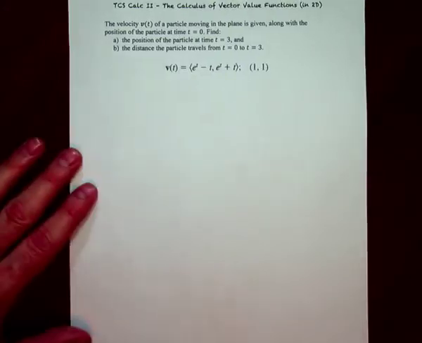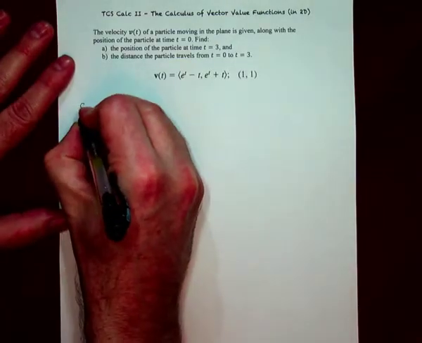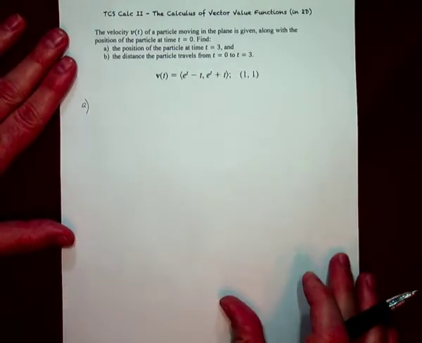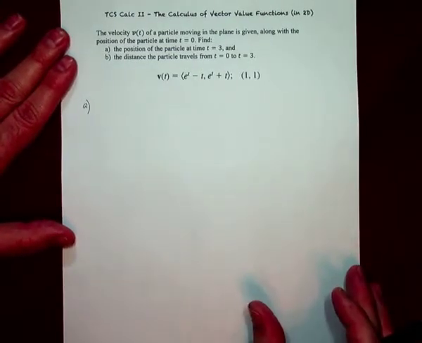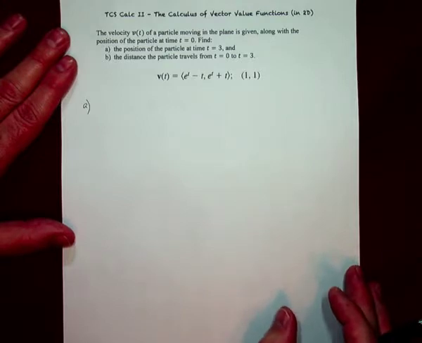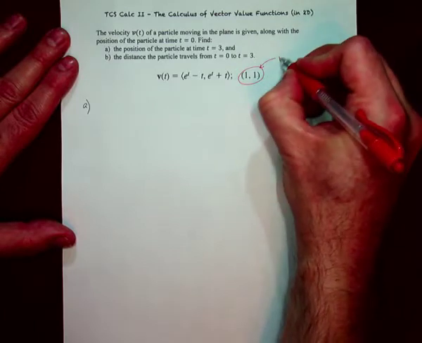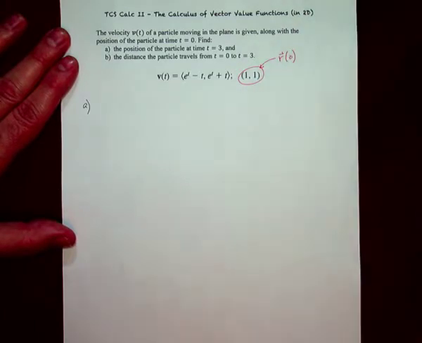Okay, one more. I just want to make sure that this is one of those things that is really driven into our long-term memory, and that's why we're doing 3 examples of it rather than just 2 or something. Alrighty, let's go ahead. And it's actually asked exactly the same way, okay? The velocity of a particle moving in a plane is given, along with the position of the particle at time t equals 0. So again, this right here is my r of 0.